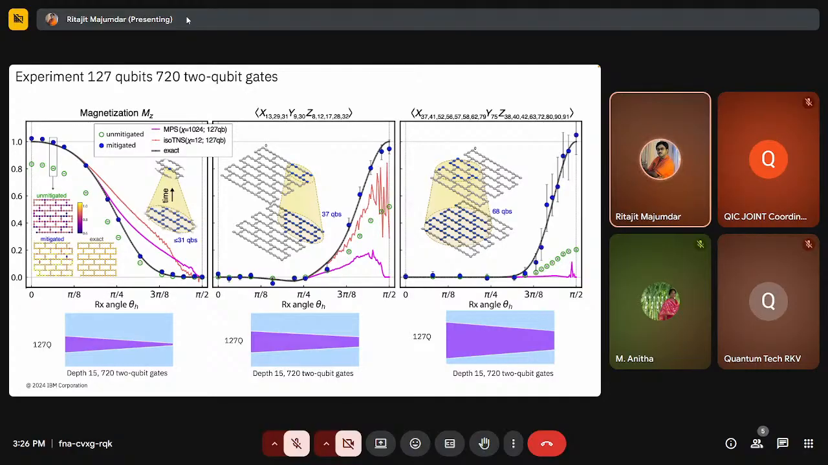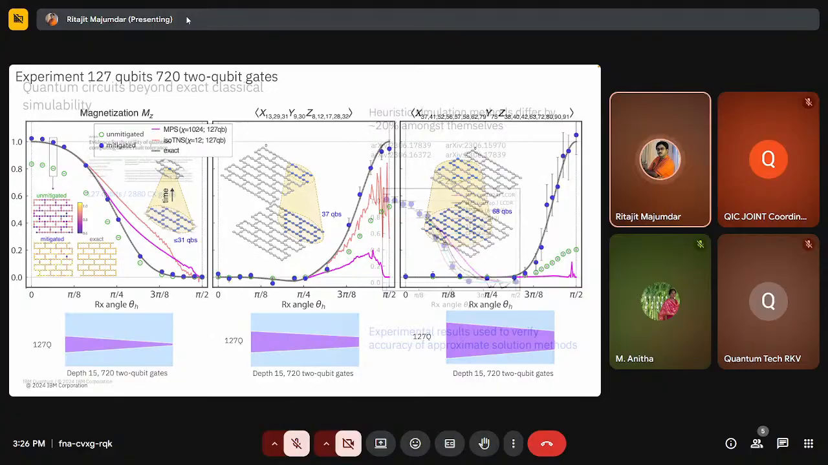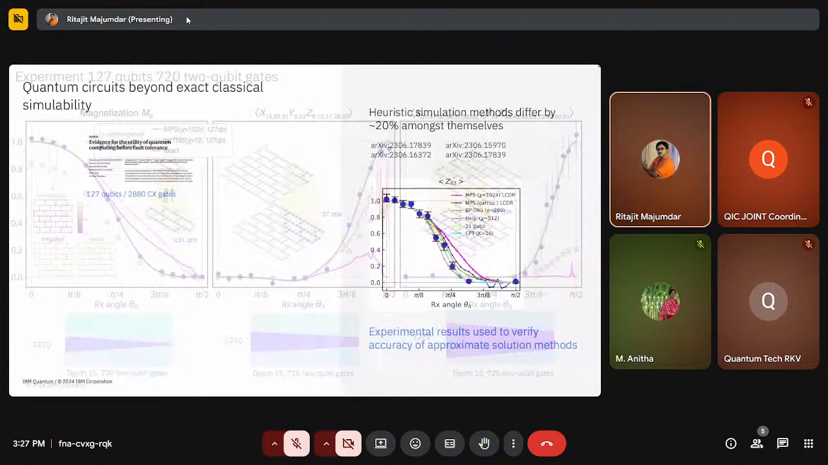So, if you are asked this question, at this scale, would you use a quantum computer to run your circuit or would you use a classical computer to run your circuit? Your answer should be that I should use a quantum computer. This is what I mean, that a quantum computer is better at being a quantum computer, and a classical computer is unable to simulate it properly.